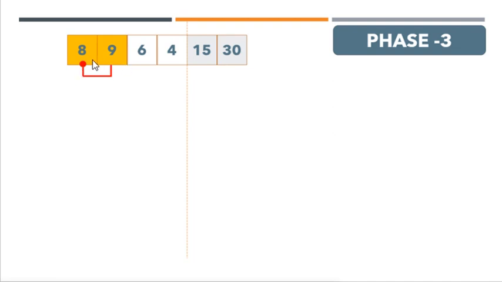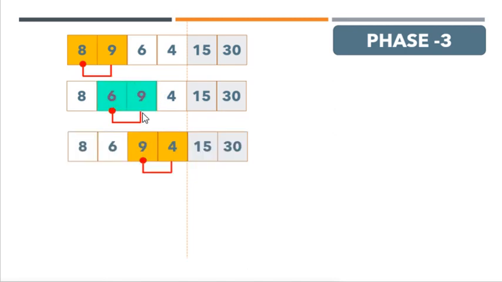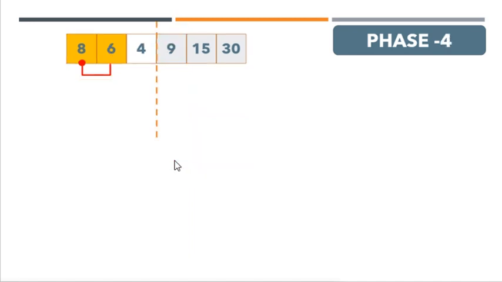8 and 9 are compared, no change because 8 is smaller. Now 9 and 6 are going to be compared. 9 is bigger, swap them. Cool, 9 and 4 are compared. 9 is bigger, swap. Now, see, I don't have to compare 15 with 9 because I know 15 has already reached its correct position. So in every phase I can lower my number of comparisons. That's a technical point which has to be noted. My array is still not sorted, but the third largest element has reached its correct position. Okay, cool. Now let's repeat.